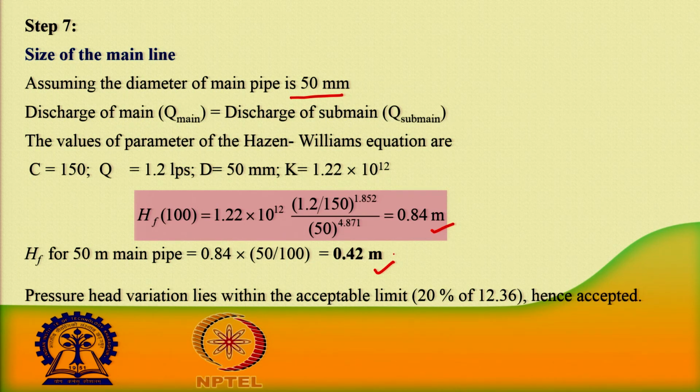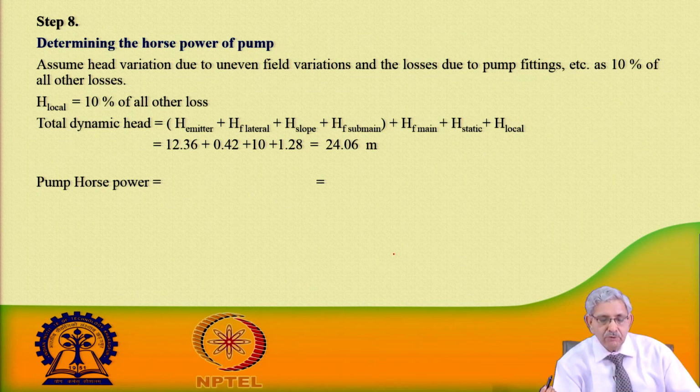So, this is acceptable. Now, we will work out what should be the horsepower requirement of the pump to supply water to the drippers in all the laterals. Here, we are assuming the head variation due to uneven field and the losses due to pump fittings as 10% of other losses. This is known as local losses, that is 10% of all the other values.